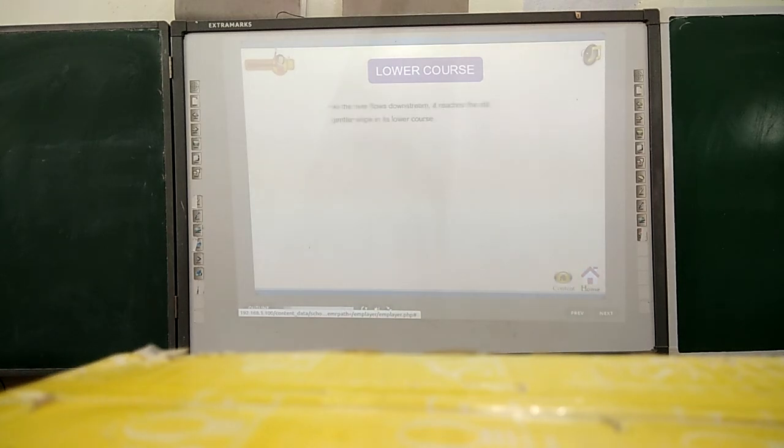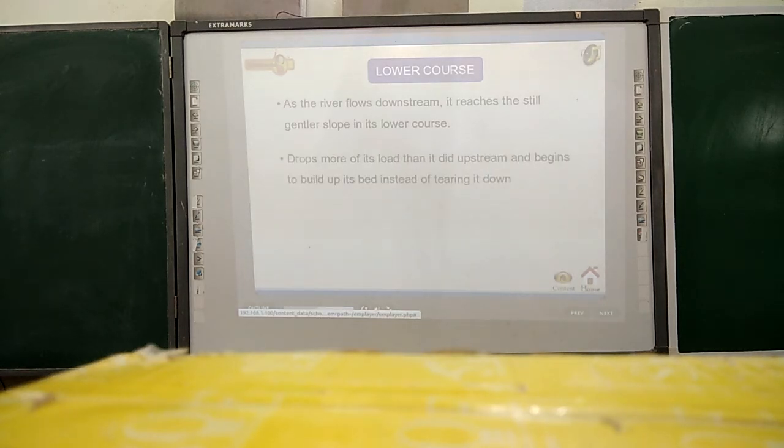Lower course. As the river flows downstream, it reaches a still gentler slope in its lower course, drops more of its load than it did upstream, and begins to build up its bed instead of tearing it down. The valley is then eroded into a wide plain. The river swings in big S-shaped curves, forming loops called meanders. Let us have a look at the animation on waterfalls, which are usually formed in the upper course of the river. Meanders form in the lower course. Right?